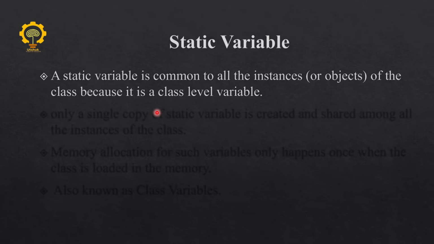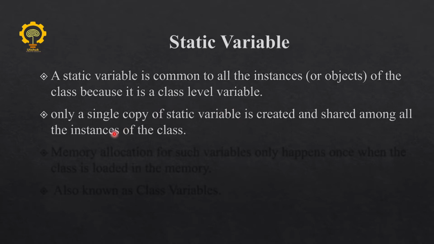A static variable is common to all instances of the class because it is a class level variable. Only a single copy of a static variable is created and shared among all the instances of the class. So whenever we create multiple objects of the same class, the static variable is going to share its value among all the objects.